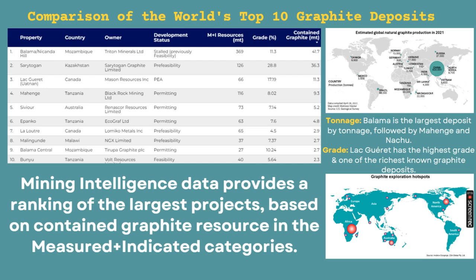Likewise, the second one is Saritogan, Kazakhstan. After Mozambique, second is Kazakhstan, where it is 126. And likewise the top 10, as I have told. See, now the third one is 66, then in fourth 116. But you see, grade is also important. This is of course 66, but grade wise, 17.19.